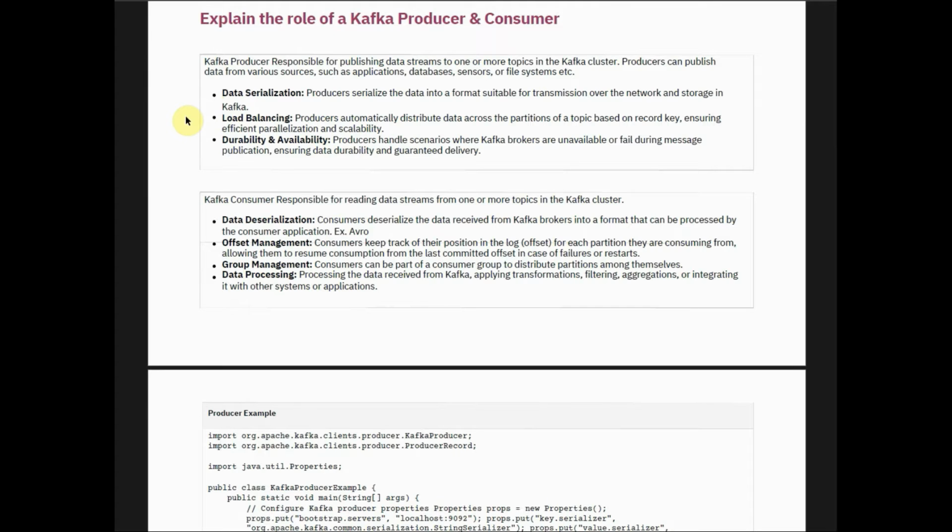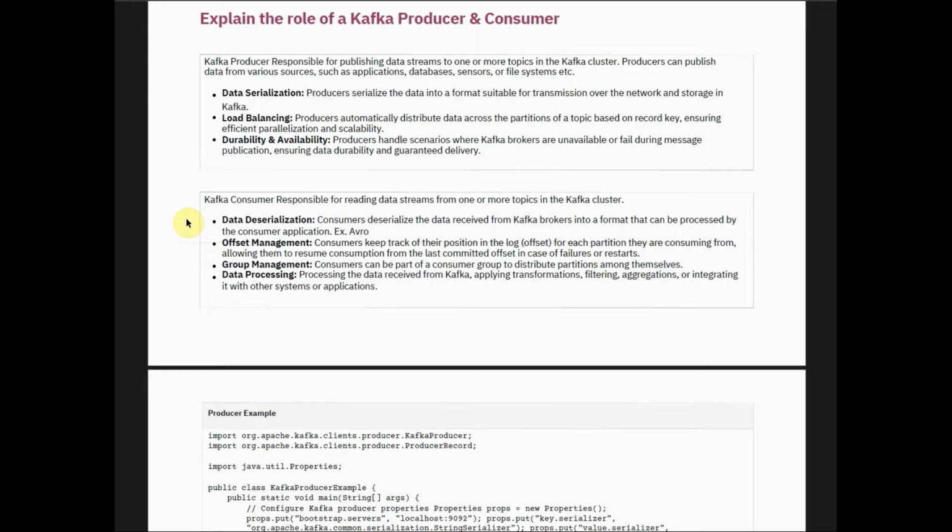Second is load balancing. Producers automatically distribute data across partitions of a topic based on record key, ensuring effective parallelism and scalability. Last, durability and availability. The producer handles scenarios where Kafka brokers are unavailable or fail during publication, ensuring data durability and guaranteed delivery. The Kafka consumer is responsible for reading data streams from one or more topics in the Kafka cluster. Similar to the producer, it has its own responsibilities.